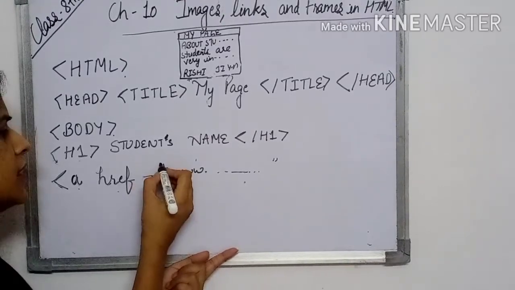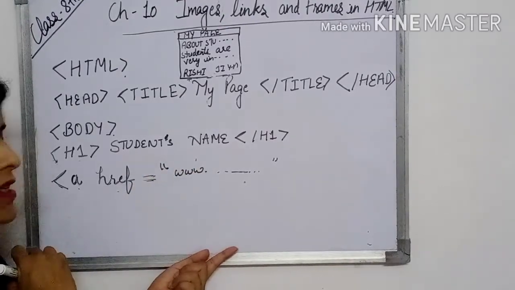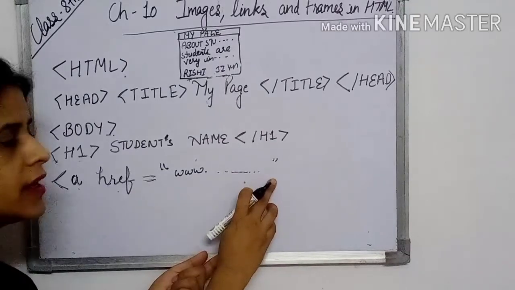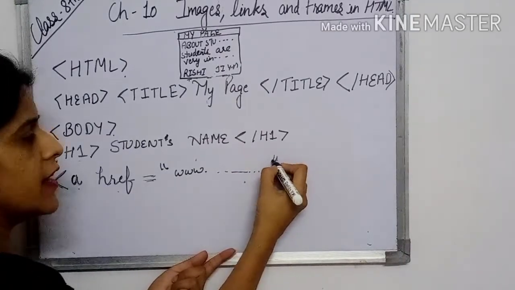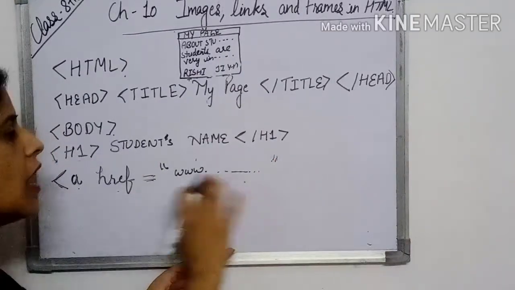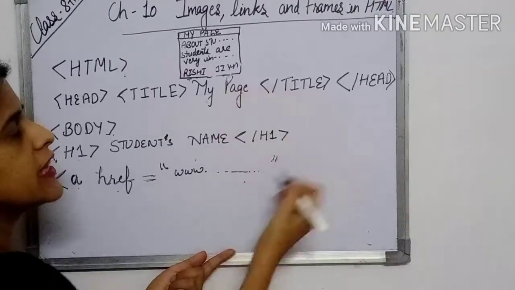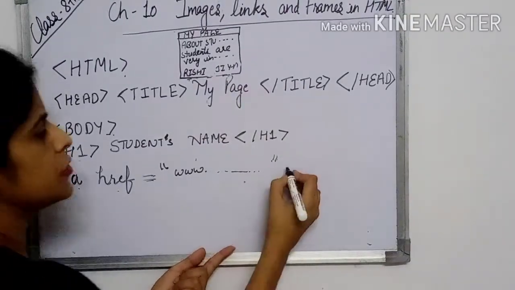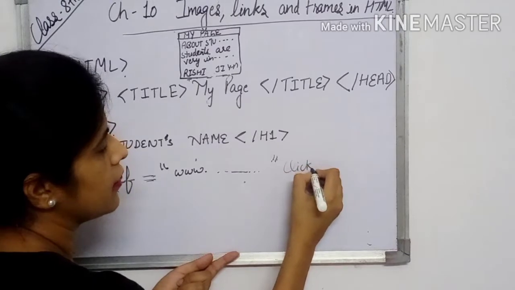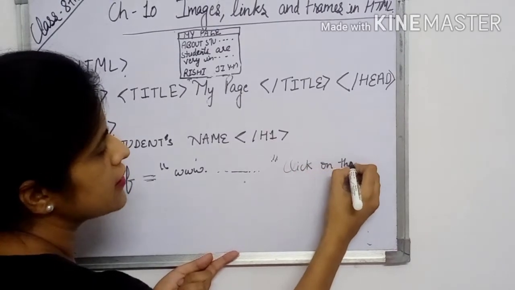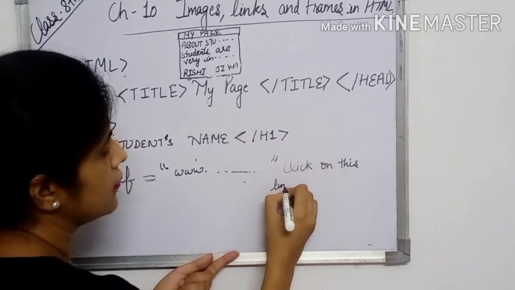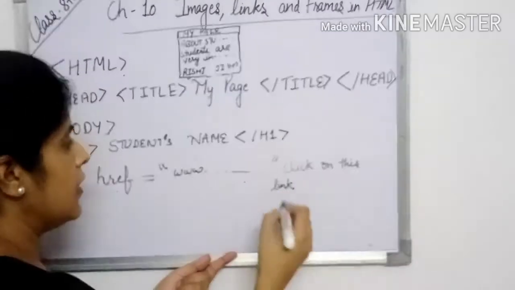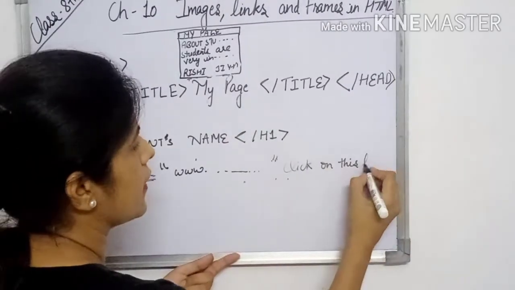That is anchor. This is started. Inverted comma is started. You have to write down here. Inverted comma is ending here. After ending this, अगर उस लिंक पे आप कुछ लिखना चाहते हो, मैं लिखना चाहती हूँ click on this link.